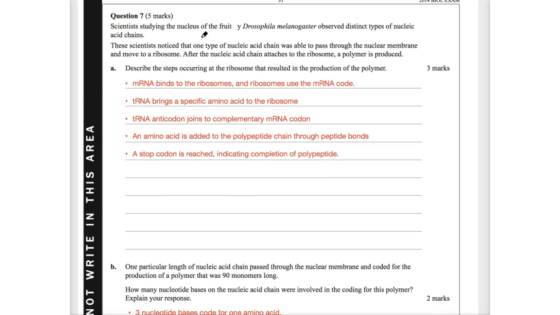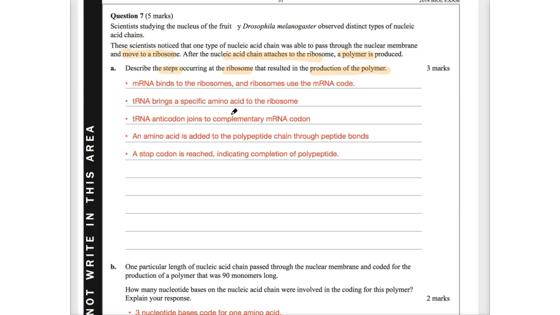Question 7. Scientists studying the nucleus of the fruit fly, Drosophila melanogaster, observed distinct types of nucleic acid chains. These scientists noticed that one type of nucleic acid chain was able to pass through the nuclear membrane and move to a ribosome. After the nucleic acid chain attaches to the ribosome, a polymer is produced, and we know that polymer should be a polypeptide. Describe the steps occurring at the ribosome that resulted in the production of the polymer.